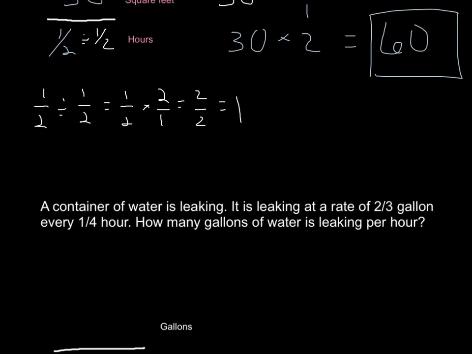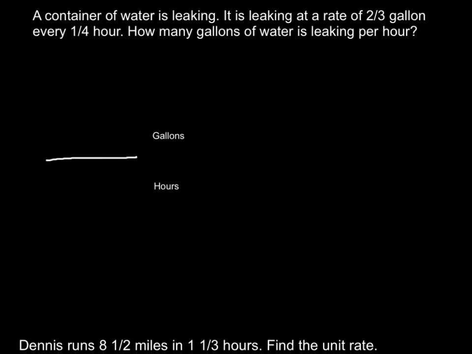Okay, so let's look at another example down here. Can I change a little bit up? Can change a little bit more again. But we're still going to set up the exact same way. So let's look at this. A container of water is leaking. Okay, it is leaking at a rate of 2/3 a gallon every 1/4 hour. How many gallons of water is leaking per hour?